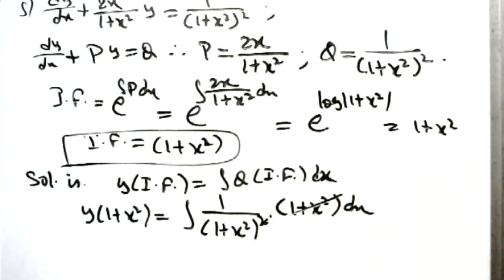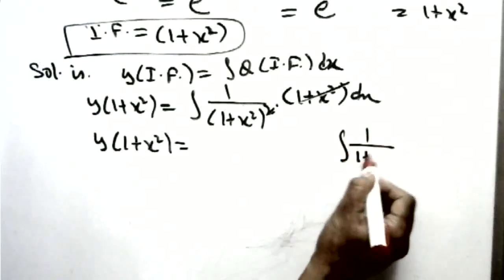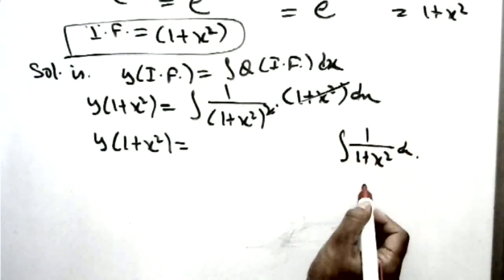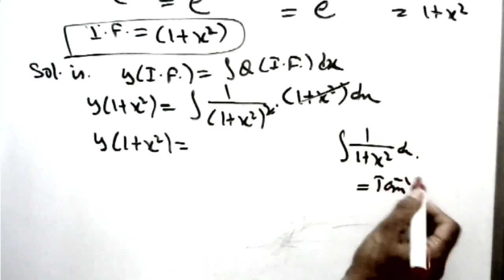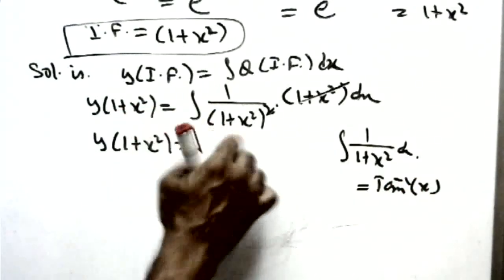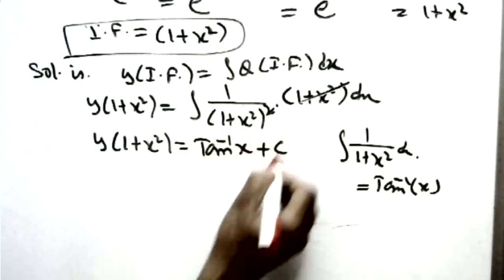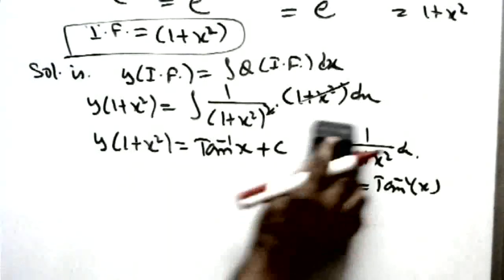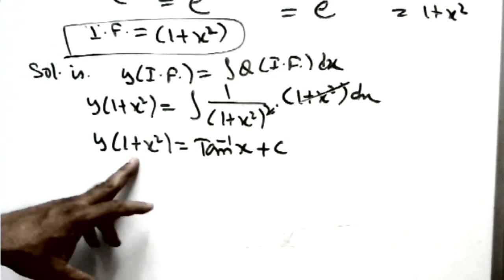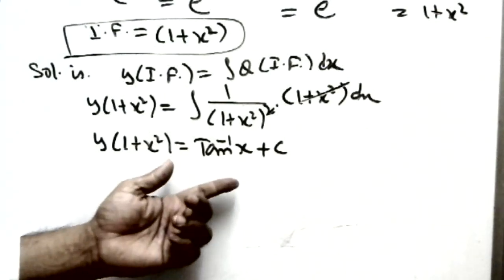So you see here, 1 plus x square and this square will get cancelled. What is left? y into 1 plus x square equals, see here, what we are left with is 1 by 1 plus x square. Integration of 1 by 1 plus x square is tan inverse x plus c. Watch carefully: y into 1 plus x square equals tan inverse x plus c.